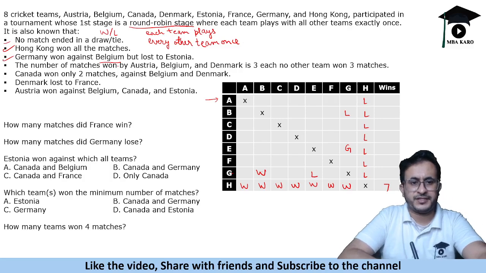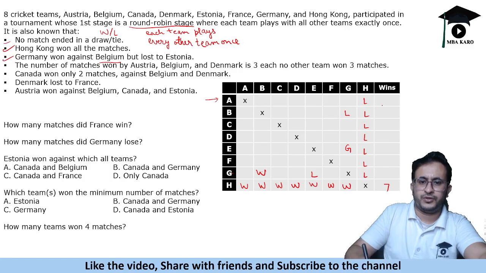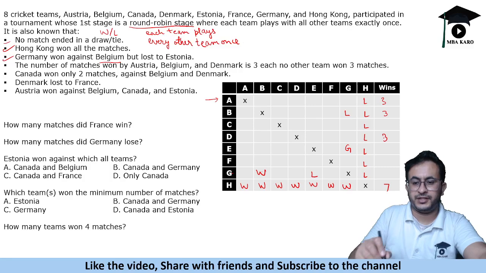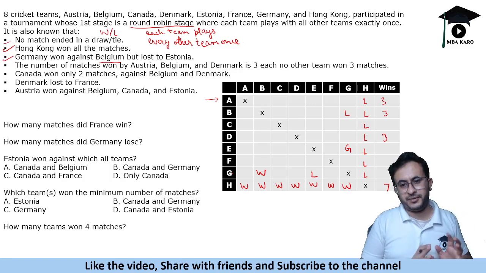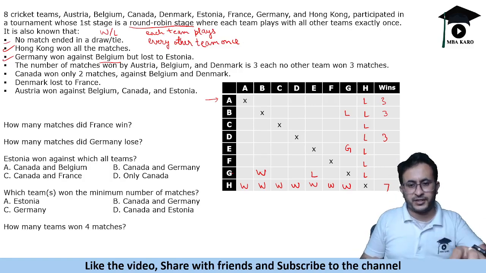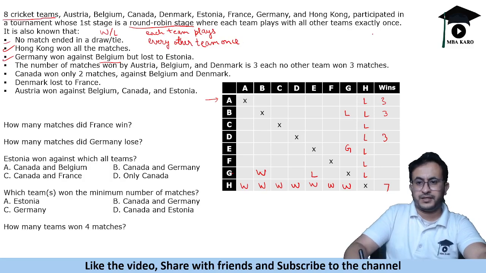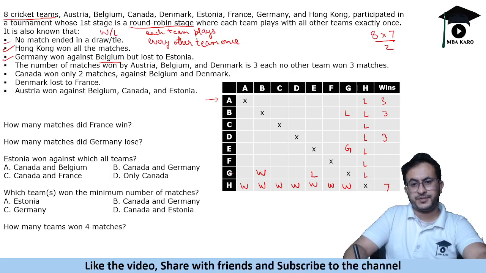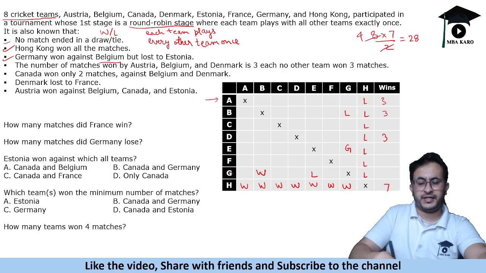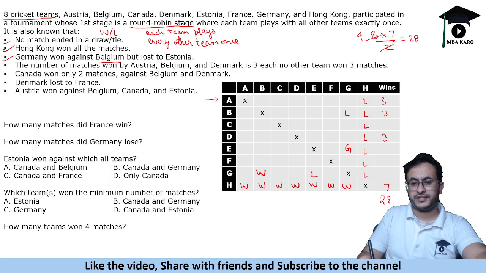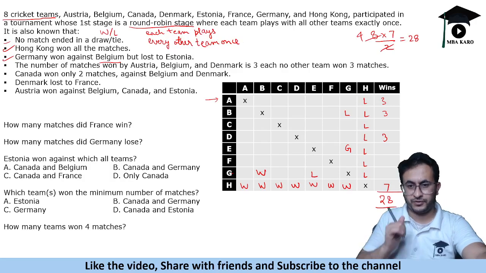The number of matches won by Austria, Belgium and Denmark is 3 each. Austria, Belgium and Denmark, 3 each. One thing you need to keep in mind is how many total wins there will be. So there are 8 teams. Each team plays 7 matches and 1 match involves 2 teams. So we have 28 matches. So each match is ending in a win or loss. Total wins is 28. So that also you need to keep in mind.